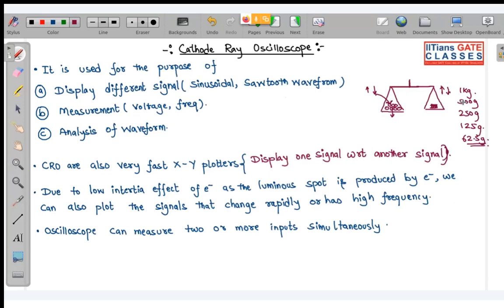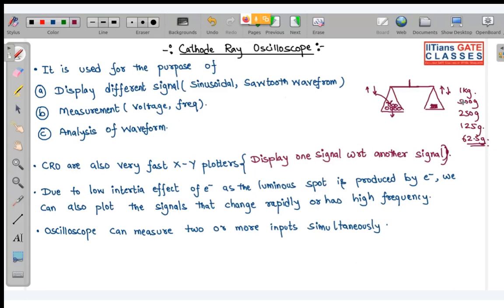What is Newton's first law? Any object, if it is in motion, tries to remain in motion until and unless I apply some external force to it, okay?